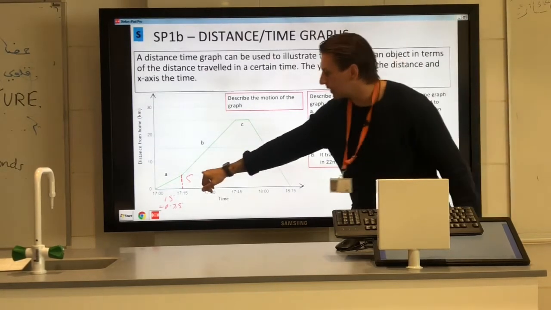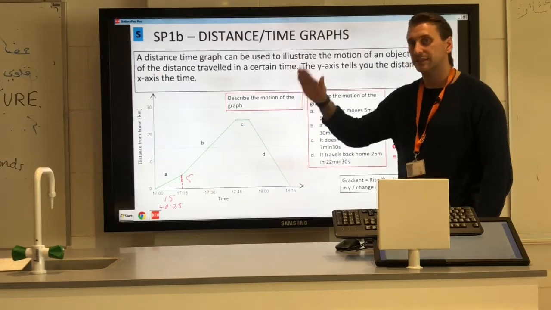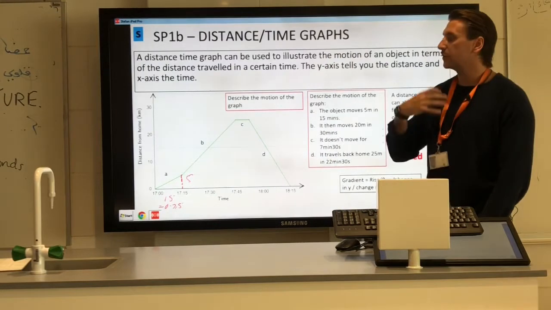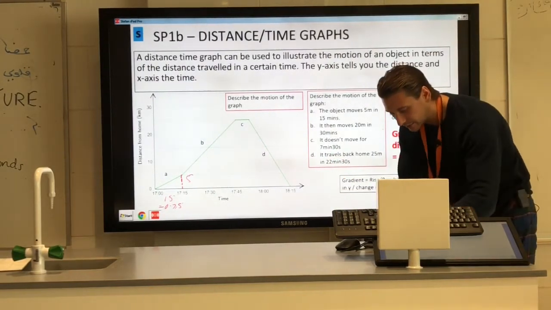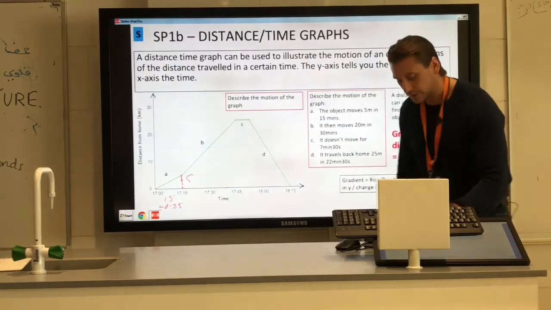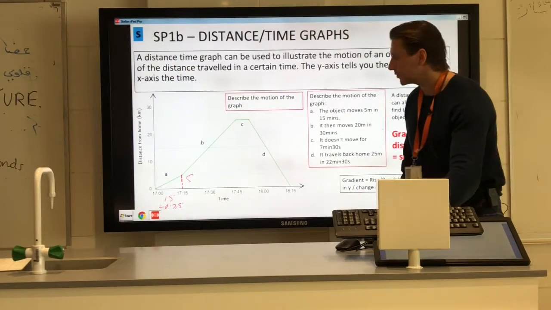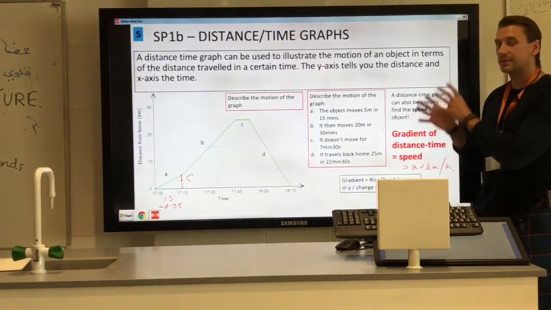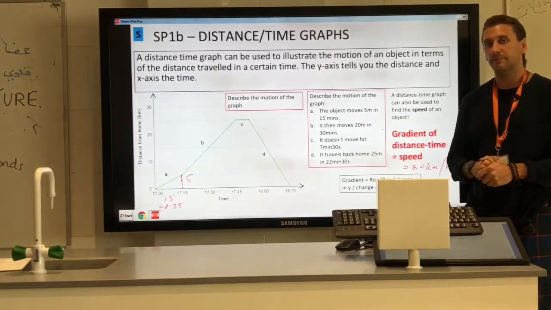So then what I do is I would do 5 divided by 0.25, so the gradient is the rise divided by the run. 5 divided by 0.25, which would be 20 kilometers per hour. So the speed for section A only would be 20 kilometers per hour, okay? So if I want to use a distance time graph, the gradient of a distance time graph is the speed. Do the rise over the run for the section that they asked for in the exam, okay?